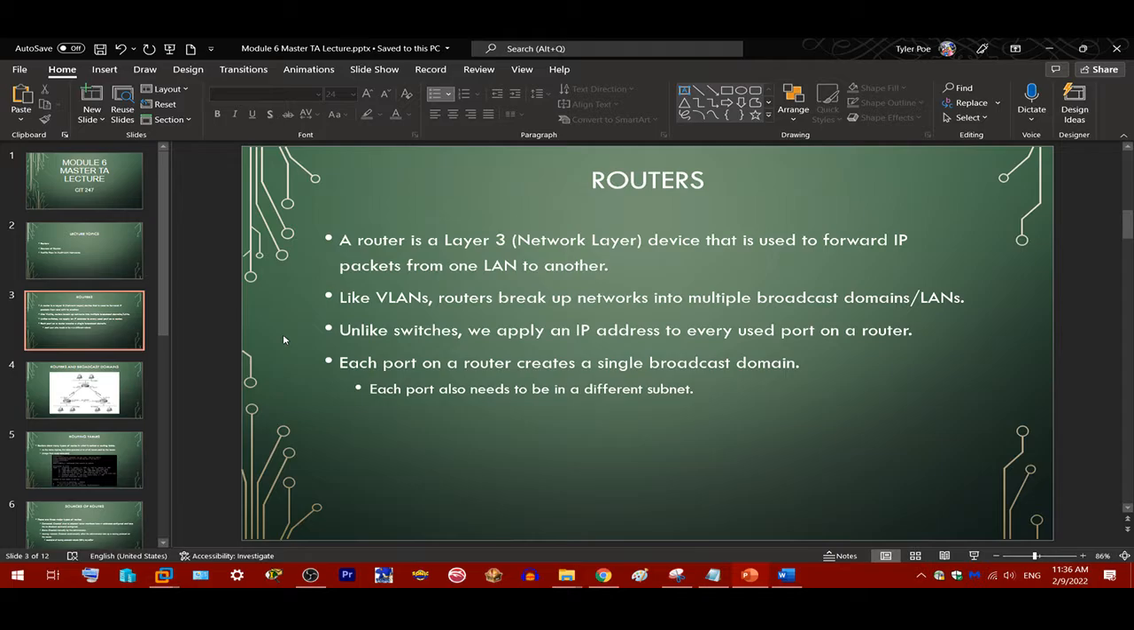However, with routers, we need to apply an IP address to every single port that we're using on a router because each port represents a broadcast domain or LAN. I'll show that in a minute. But anyway, also each port on a router creates a single broadcast domain, as I mentioned. And finally, and therefore, each port also needs to be in a different subnet.